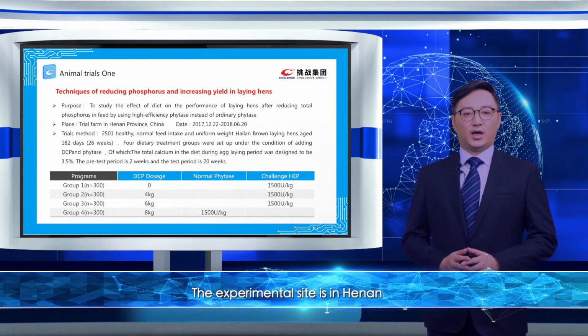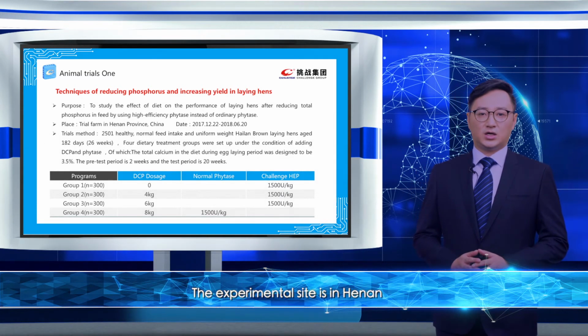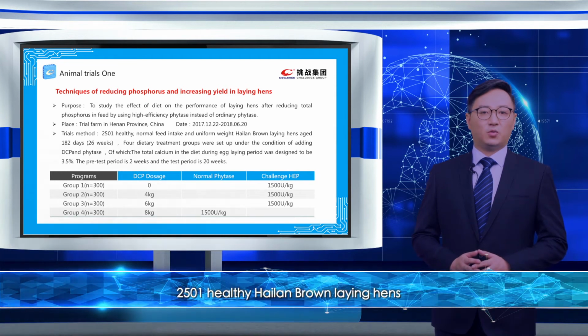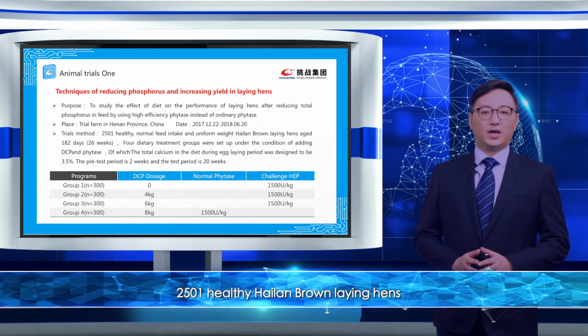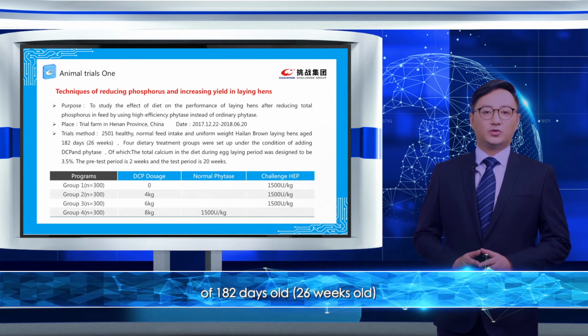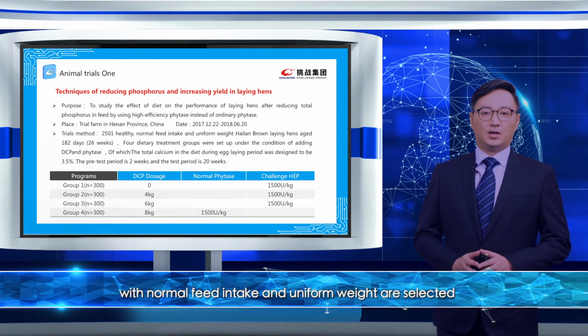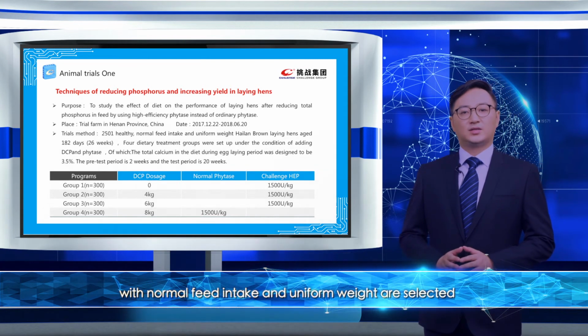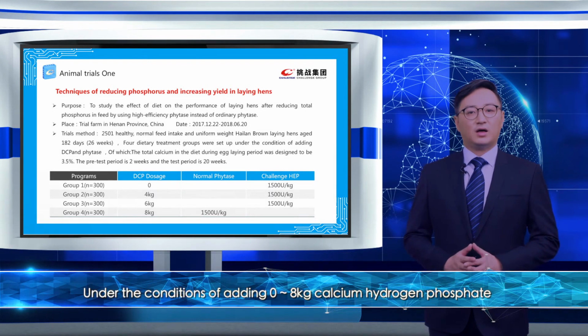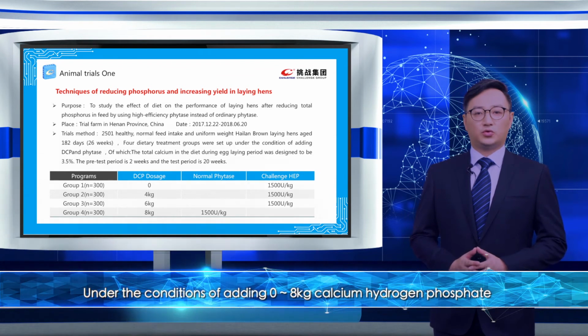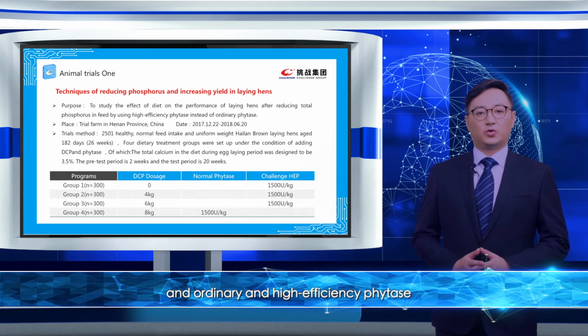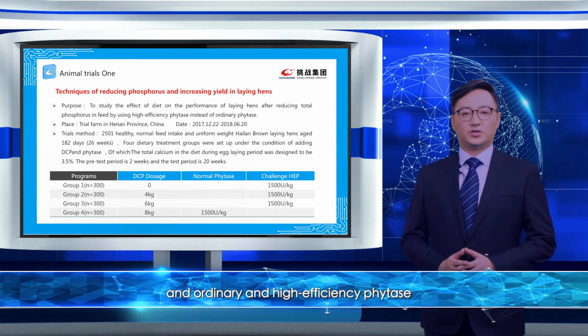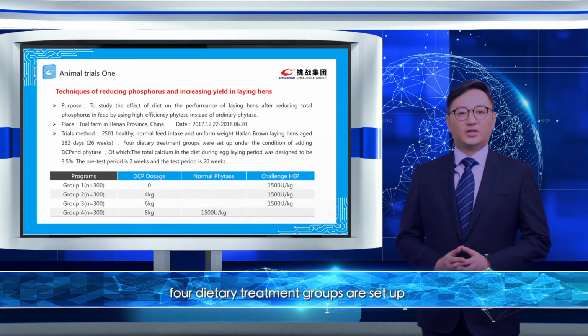The experimental site is in Henan. 2,501 healthy Highland brown laying hens of 182 days old, with normal feed intake and a uniform weight, are selected. Under the condition of adding 0 to 8 kg DCP and the ordinary and high-efficiency Phytase, 4 dietary treatment groups are set up.